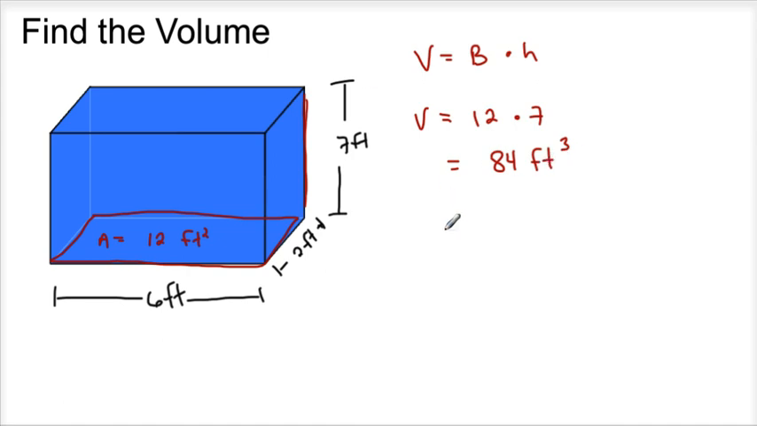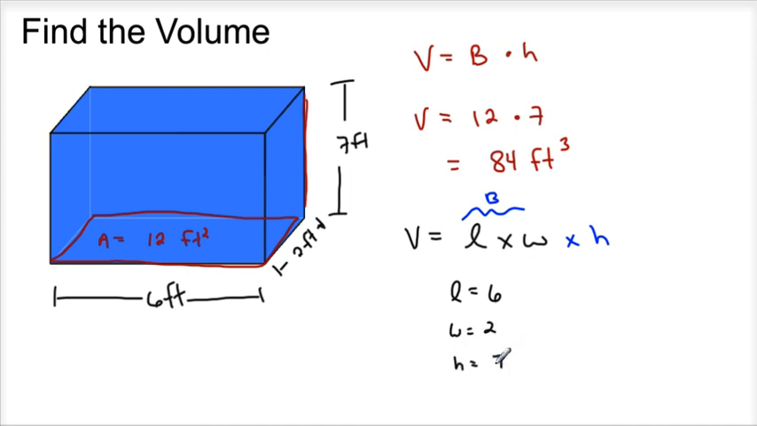Now some of these solids have a formula for you already. This is a rectangular prism. The formula for a rectangular prism is simply V equals length times width times height, where length times width is really the base of my rectangle. So if we want to do this formally, you can make a list for yourself. My length is 6 feet, my width is 2 feet, my height is 7 feet. Then plug in length times width times height, and you get your 84 feet cubed.